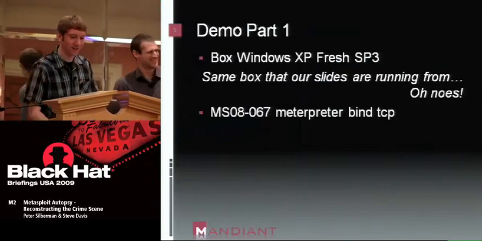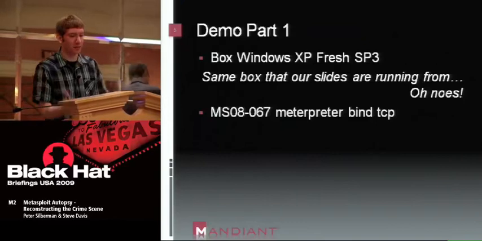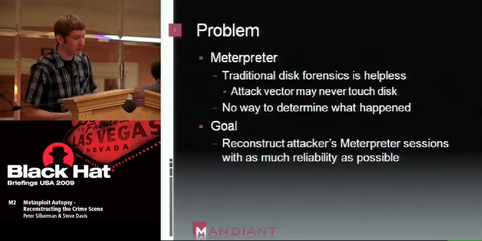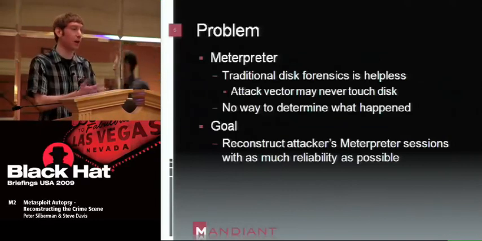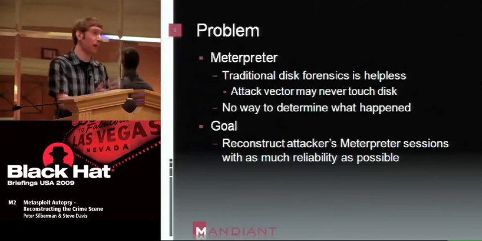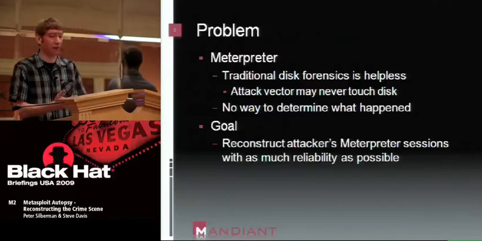All right. So as you guys can see, just to recap, we exploited the VM that we're running our slides off of, MS08-067, nothing big here. So we have a problem now. A Meterpreter traditionally can reside completely in memory if the attacker chooses to do so. Now, if he wanted to do something like upload more malware to do further attacks, it's going to be a little bit more noisy and actually on disk.